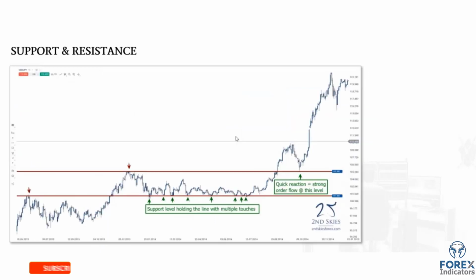Now we have looked at a couple of ranges, but areas of support and resistance aren't limited to only ranges. They form in trending markets as well. So if you look at this chart here, you can see we have clearly a higher high, higher low, higher high, higher low, higher high, higher low. So this is clearly a trend, right? Based on what we talked about earlier in this lesson.